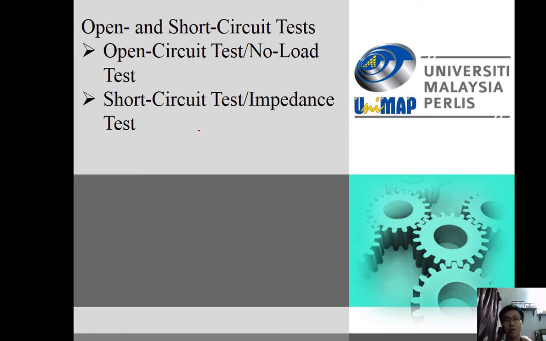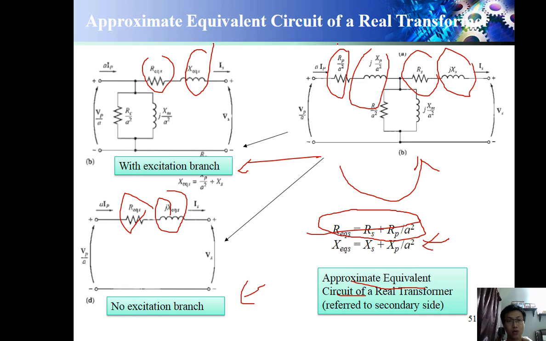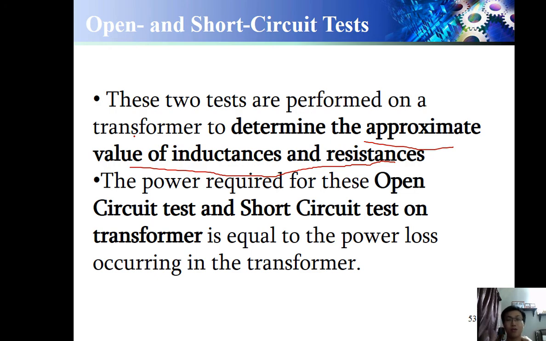Very important one. Why we need these two tests is we need to study the characteristic of the transformer. These two tests are performed on the transformer to determine the approximate value of the inductances and the resistance. Just now we have the approximate equivalent circuit. The problem is how to study it. We need to have these two tests.